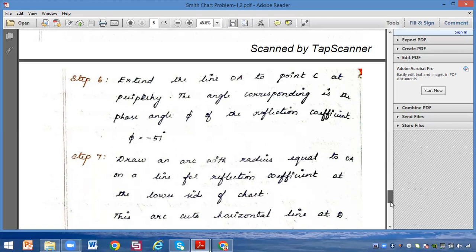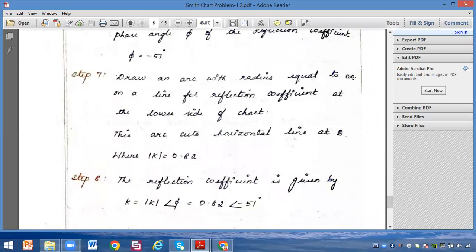And now the last step is you have to draw the arc with the radius equal to OA, that is from the origin to the normalized load impedance. You have to draw the arc on the lower side of the chart. If you have drawn the arc, you will get a point D. That is nothing but your magnitude of the reflection coefficient. Once you find the magnitude as well as the phase angle, you can determine the reflection coefficient. So K is equal to, in the polar form, magnitude as well as phase. So 0.82 is your magnitude and minus 51 is your phase angle.